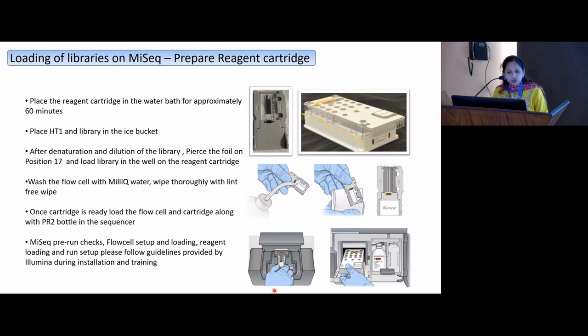You need to wash your flow cell with milli-Q water and wipe it thoroughly with a lint-free wipe. And once the cartridge is ready, load the flow cell and cartridge along with the PR2 bottle in the sequencer. So the MiSeq performs pre-run checks on flow cell setup, loading, reagent loading and setup. Please follow the guidelines provided by Illumina during installation and training.